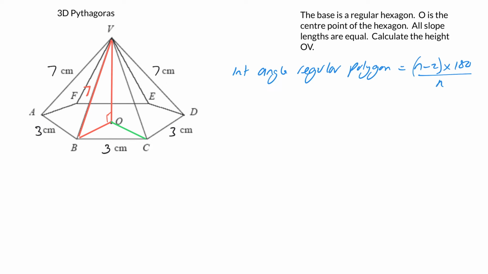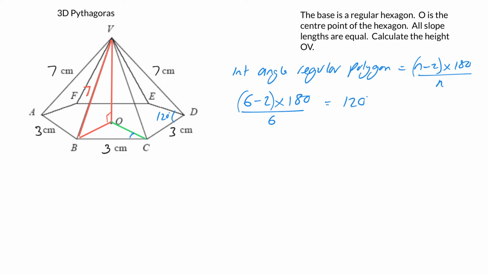The interior angle of a regular polygon is made up by n minus 2 times 180 divided by n, where n is the number of sides. So what we have to do is substitute the value of n for the number of sides. Well, a hexagon has 6 sides, so we have 6 minus 2 times 180 all divided by 6, and that gives us 120 degrees. So we know that that angle there and the other interior angles are 120.